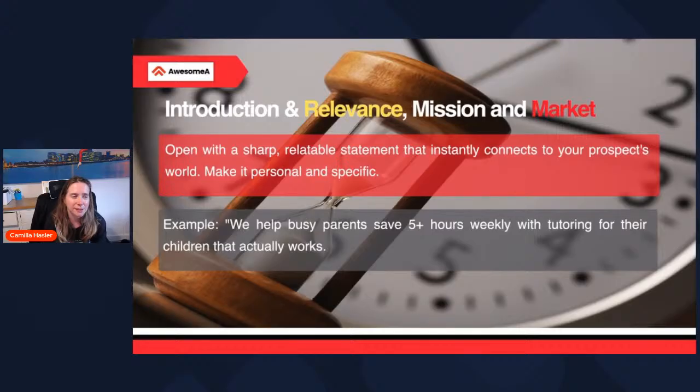And this is what we're going to do. We're going to think about just this first part of the impact theory as well that I teach, right? So we're talking here about the introduction, the relevance, the mission, and the market. I want to open with a sharp, relatable statement that is going to instantly connect to your prospect's world, right? So we want to be making it personal and specific, such as we help busy parents save 5+ hours weekly, with what you do, right? So this is a sharp, relatable statement to one ideal client, right?